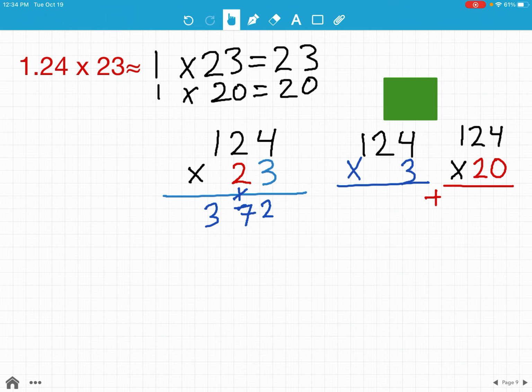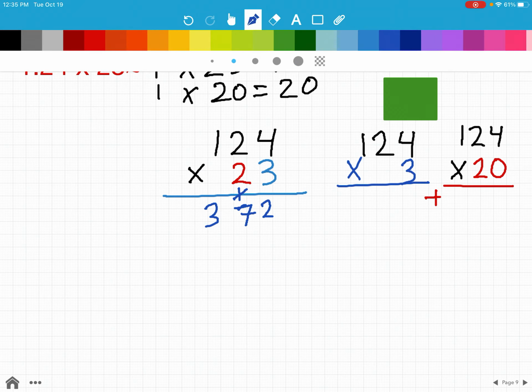But if you do round the 23 to 20, then your estimation is 20. Both answers are right. Remember, an estimation is going to be close to the right answer. Now if we go to 23, our answer is going to be closer to the 23 because we do have that one time. And since we rounded down to the 20, we know our answer is going to be greater than 20.